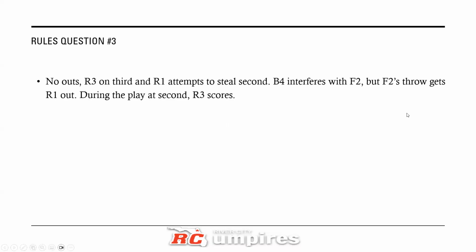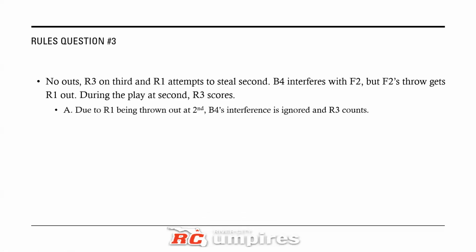All right, nobody out. Runner on third. R1 attempts to steal second. Batter B4 interferes with F2, but F2's throw gets the runner out. During the play at second, R3 scores. So let's paint this picture. Runners on first and third. Nobody out. We have a pitch to the batter. He interferes with the catcher. The catcher's throw to second throws out that runner. During that throw, R3 scores. A: Due to R1 being thrown out at second, B4's interference is ignored and R3 counts.